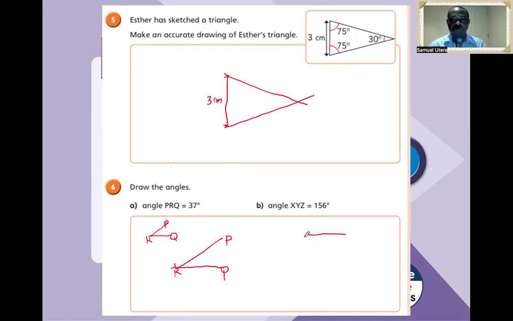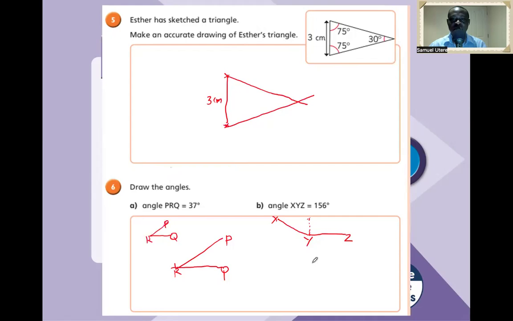So you say, okay, Y is going to be here. The other end of the line can be Z. So X is going to look like this. It's going to be more than 90 degrees. 90 would be this position here. So you say, okay, this is going to be X. So you have a rough idea, you've made a guess of what it's going to look like.